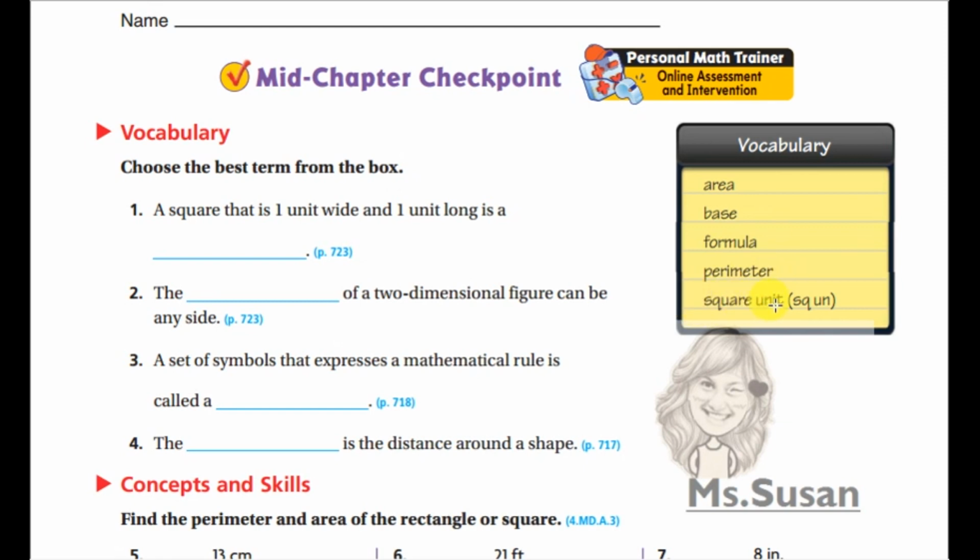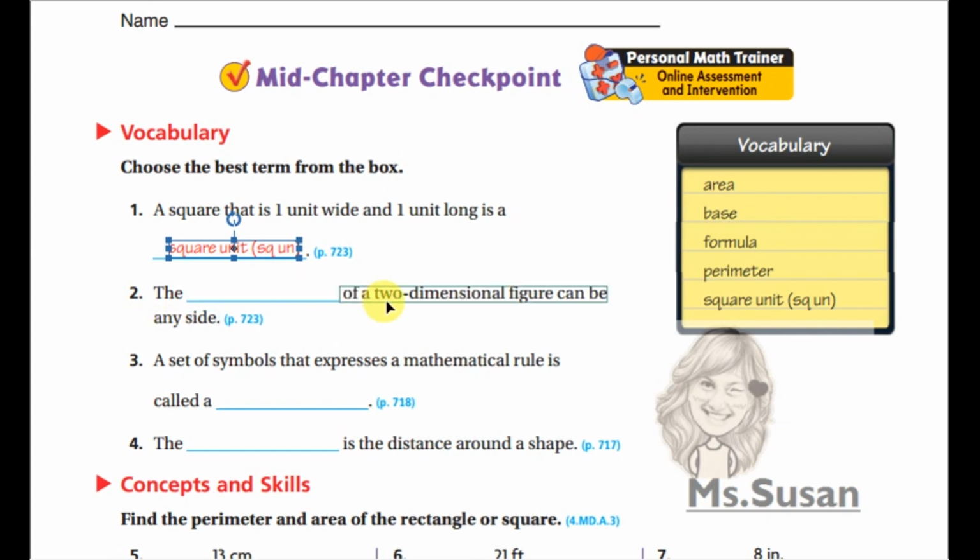Square unit. Square unit is the square which its side's length is equal 1 unit. The first here is a square that is 1 unit wide and 1 unit long. So what is the square that its length or the length of its sides is 1 unit? It's called square unit.